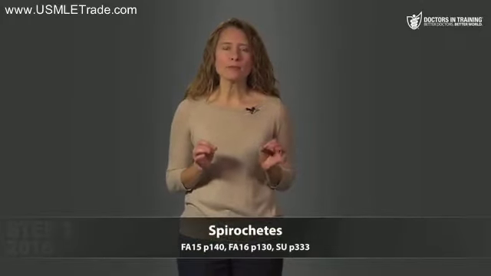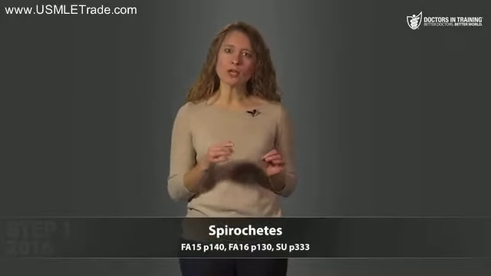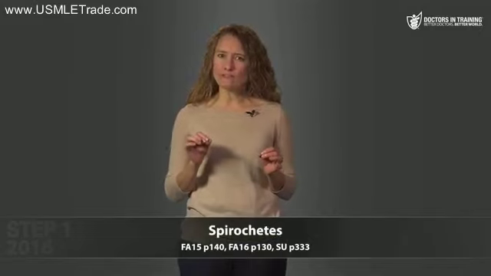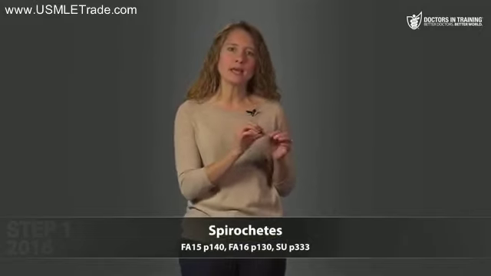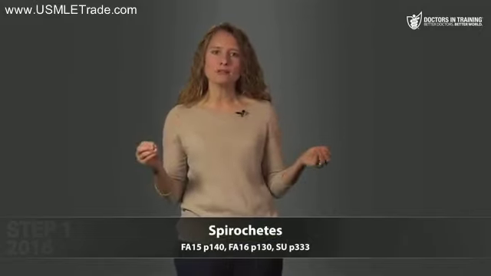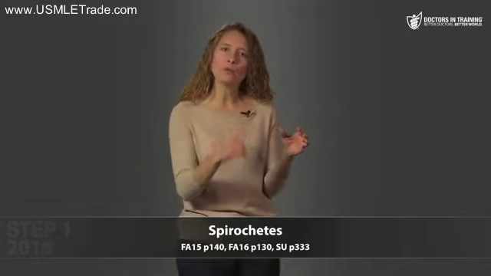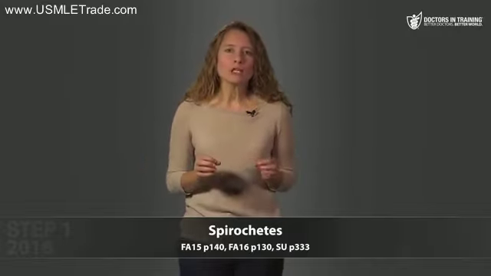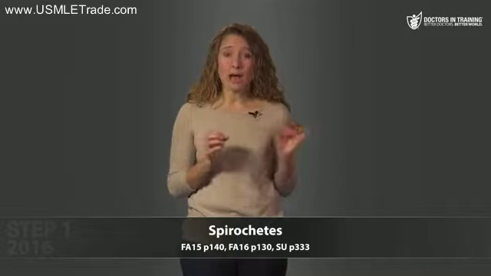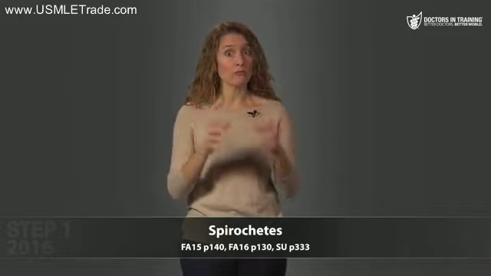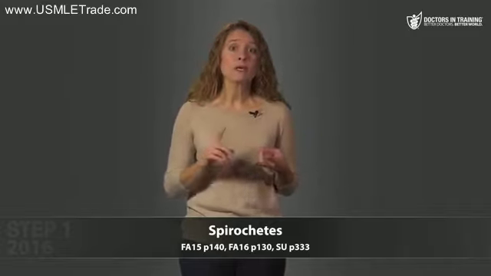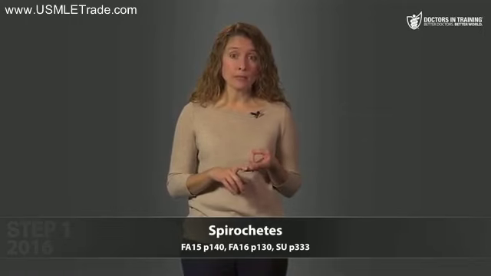Spirochetes are spiral-shaped bacteria, and they achieve this spiral shape by having axial filaments, which are like flagella but oriented differently. These axial filaments run the length of the bacterium and allow for a rotating motion. We're going to talk about a few spirochetes today that are pathogenic to humans and important for your test, including Leptospira, Borrelia burgdorferi, and Treponema pallidum.